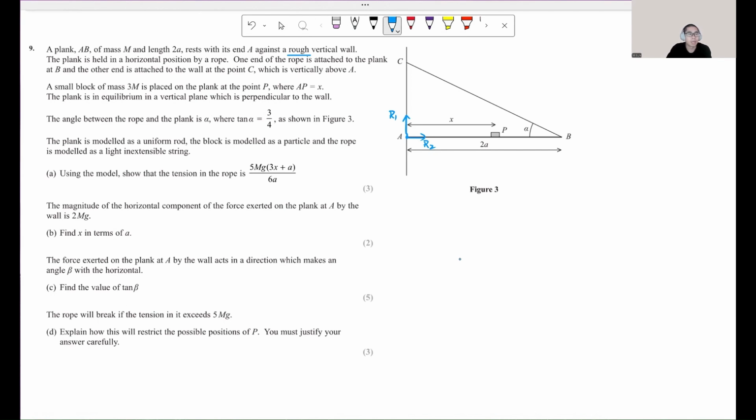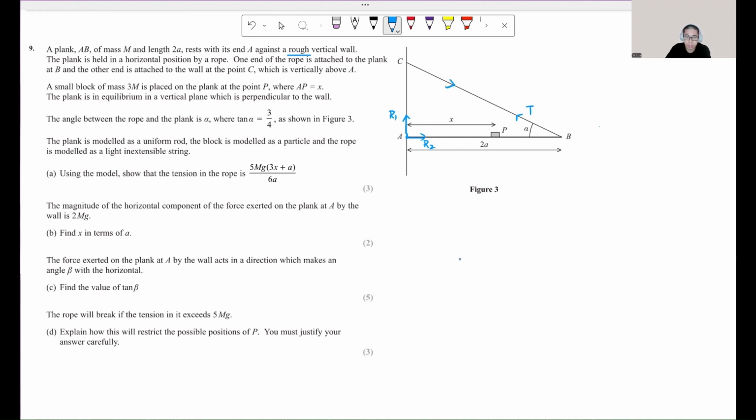And then the plank is held in a horizontal position by a rope. One end of the rope is attached to the plank at B, and the other end is attached to the wall at point C. So basically, this string is holding the plank AB. Because we only care about the turning effect of this plank AB, we only need to look at the forces acting on AB. So the tension will act on this plank.